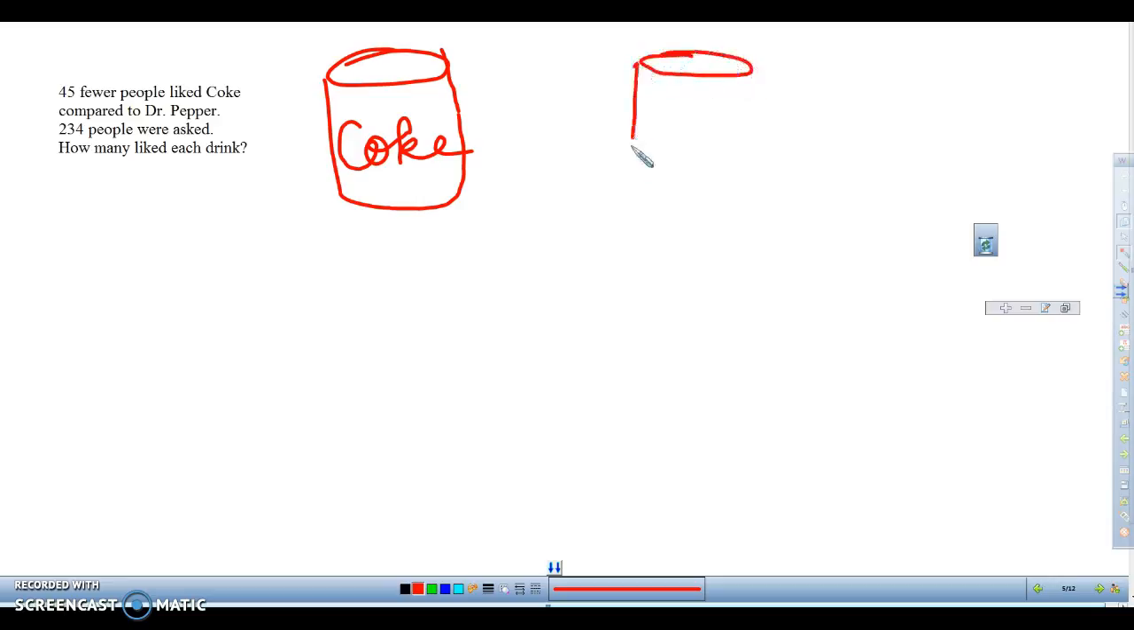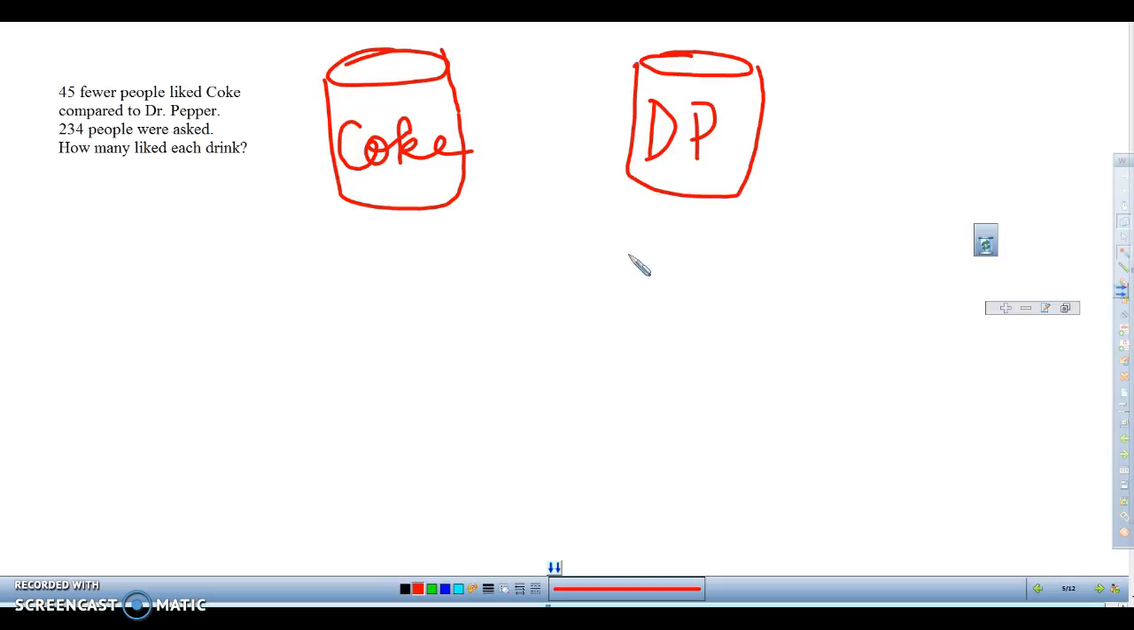"45 fewer people liked Coke compared to Dr. Pepper. 234 people were asked how many like each drink." So here's my can of Coke. It looks just like the real thing. And then my can of Dr. Pepper. Okay?